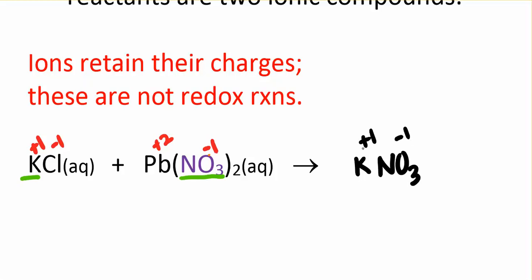Then I need to look at this and make sure this is a good formula. In other words, cross down these numbers. If I cross down these, I would just have a 1 and a 1. So that doesn't do anything. We don't need to show 1s. So that is the good formula for potassium nitrate.